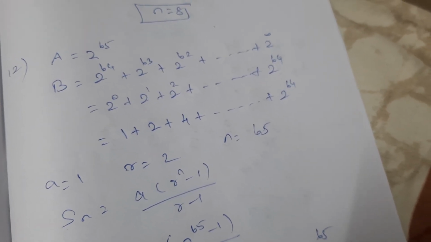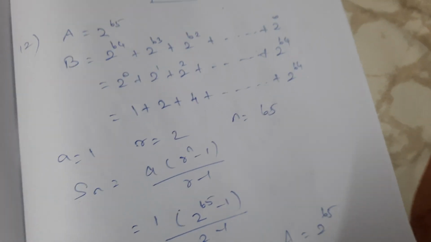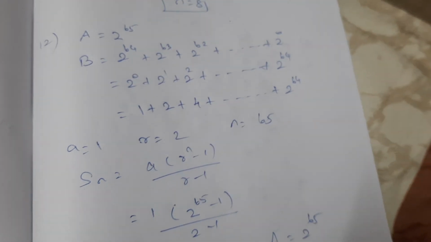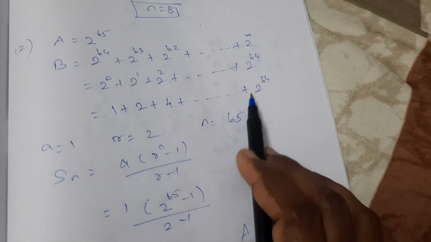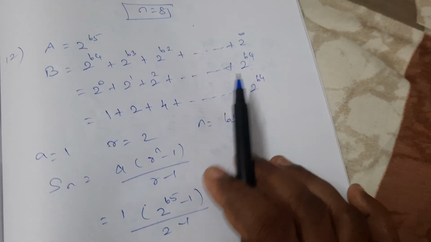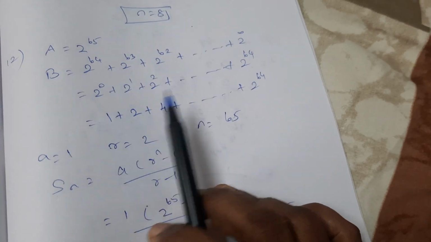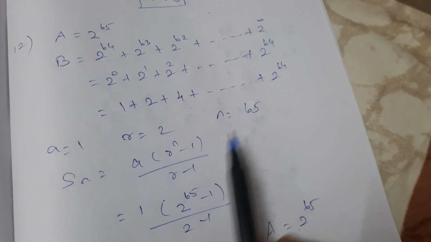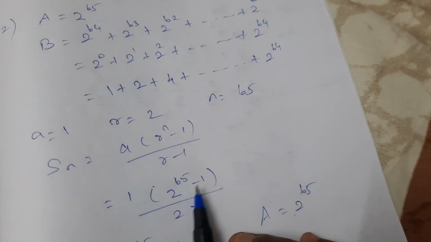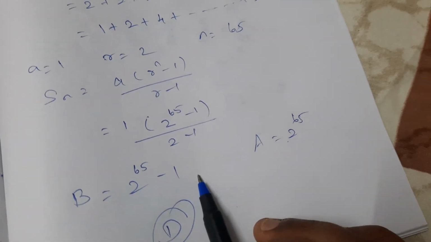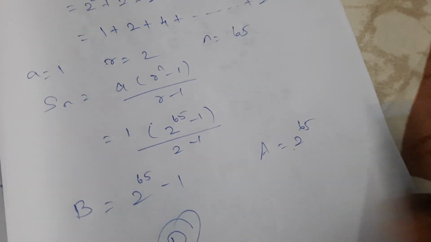So this is in GP, and r is greater than 1, so the formula we use is Sn is equal to a into r power n minus 1 by r minus 1. Here a is equal to 1 and r is equal to 2, we know. So how to find n? Here 2 power 64 means 64 terms are there. No, because here there is 2 power 0, so we add an extra 1. So n is equal to 65. We substitute: 2 power 65 minus 1 by 2 minus 1, so B is equal to 2 power 65 minus 1. So compare A and B.